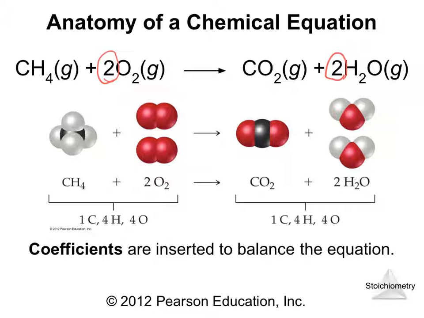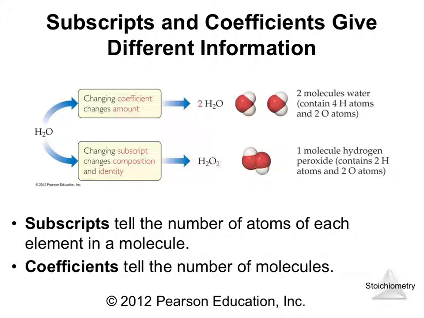Those are inserted to balance the equation. They don't change what's in the equation. They just change how many of that substance. So if we put that at the end as a subscript, or we put it in parentheses or something, that's going to completely change what we have. So when we're balancing, we're only putting those big numbers out front. Those are called coefficients.